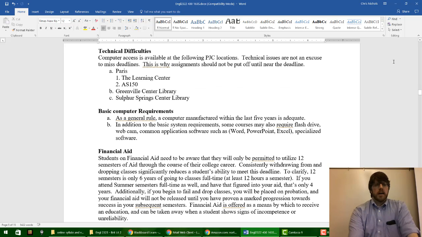Technical difficulties. Computer access is available at the following PJC locations. Paris at the Learning Center and AS 150. Greenville Center Library and the Silver Spring Center Library. So I'm assuming you live closest to Greenville. Oh, yeah. So if you needed computer access, it's down here.